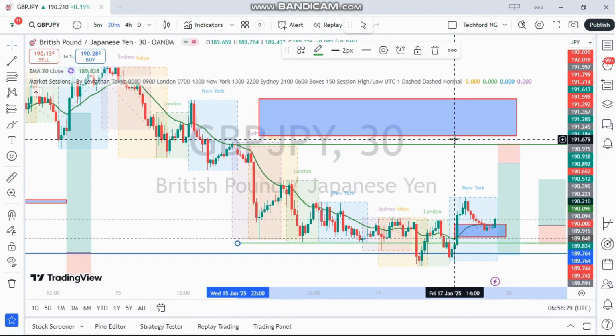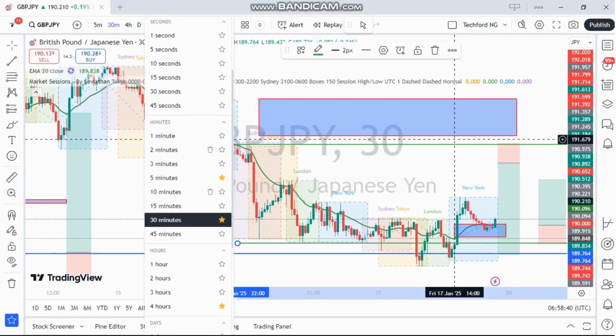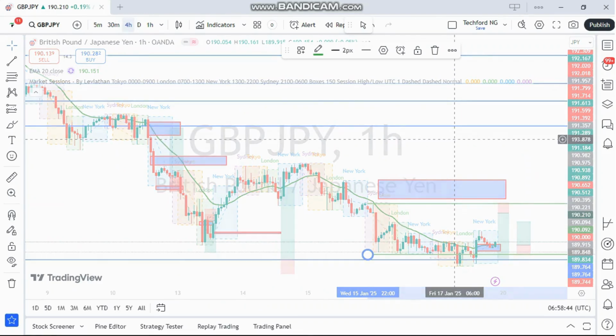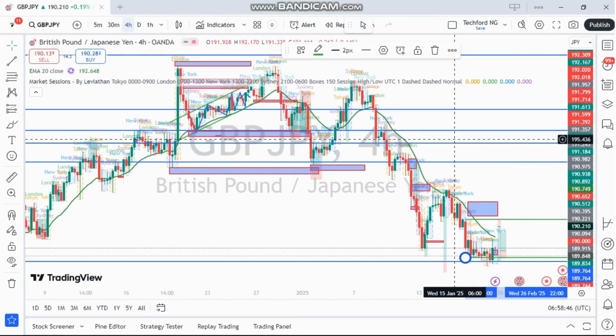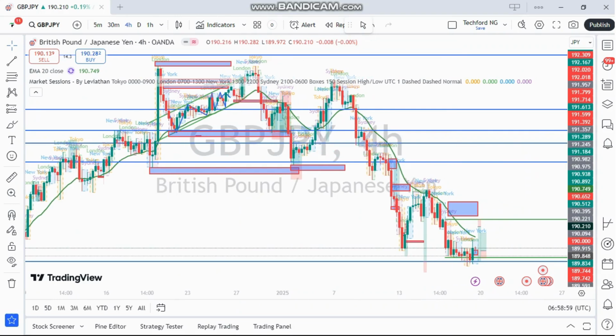All right, so the external liquidity. Now let's go to a much higher time frame, say the 1 hour time frame. Now let's go to the 4 hour time frame. Good. Now the external liquidities are majorly found on higher time frames because it gives you the overall look of the market.